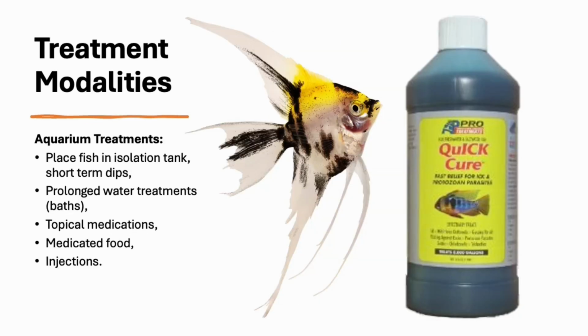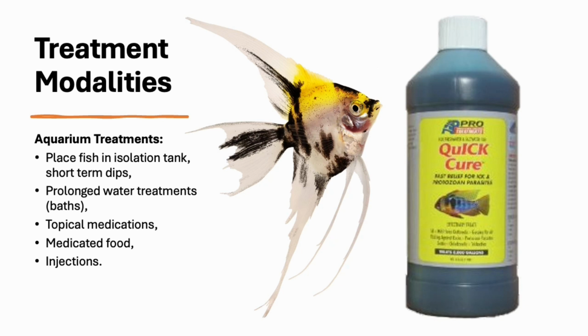So how do we go about treating the fish? Well, the best way is to take the sick fish in an isolation aquarium or a quarantine tank and treat it there where we know the exact volume of water. We have a smaller volume of water so we can put the appropriate amount of medicine in effectively and economically, and then treat the fish there.